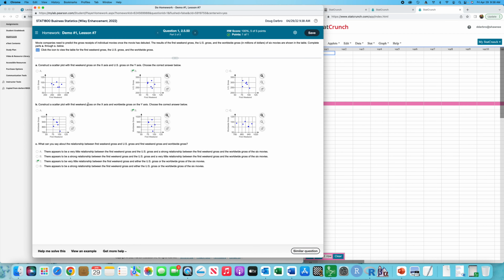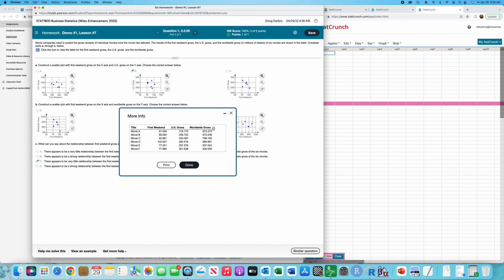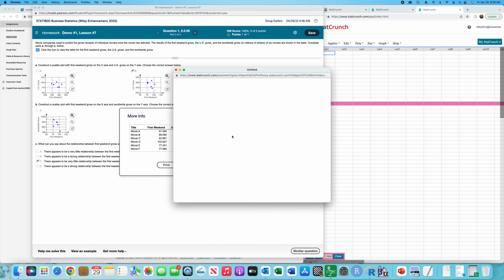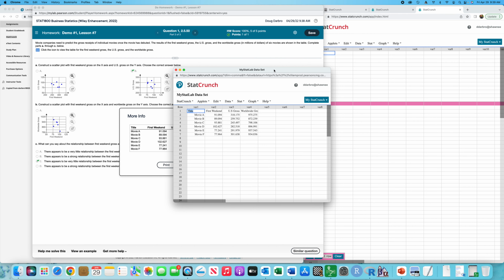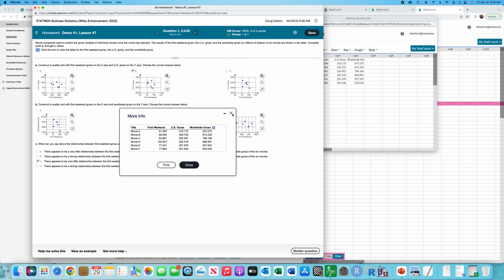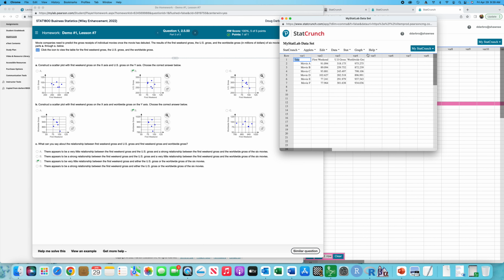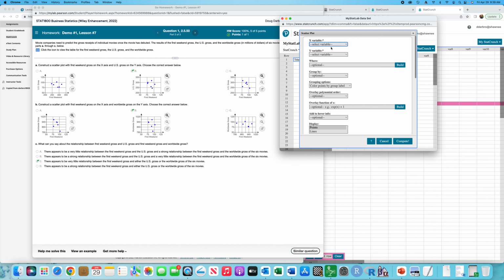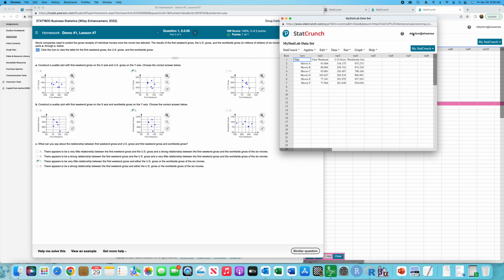So it looks like we need to construct a scatter plot with first weekend gross on X and US gross on Y. So I'm going to pop this stuff into StatCrunch. Let's close that down. Okay, so I want to go to graph, come down to scatter plot, and I want first weekend gross. Okay, something's going on here. What's going on? Okay, this is not cool.